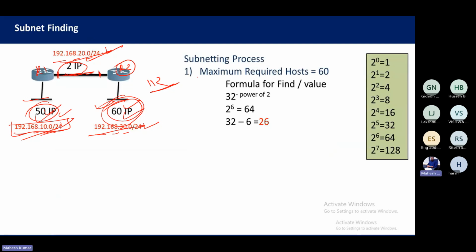So the second form of subnetting is VLSM, variable length subnet mask, which is used in real time. In the subnetting process, take the maximum required hosts. 60 is the maximum requirement, so where do we fulfill it? 2 to the power 6. So 32 minus 6, because we get 6 host bits, 1, 2, 3, 4, 5 and 6. So the slash value will be /26.